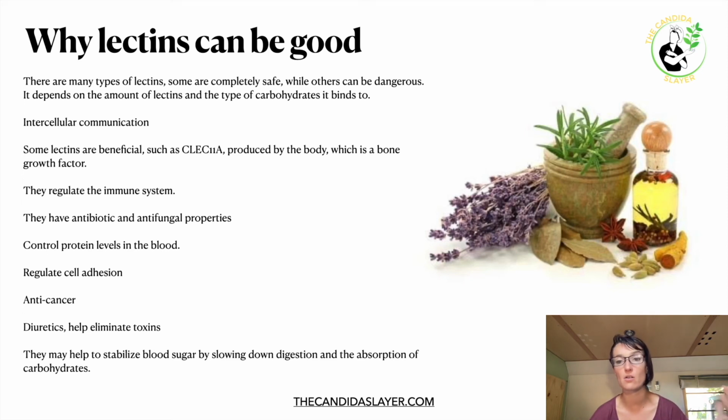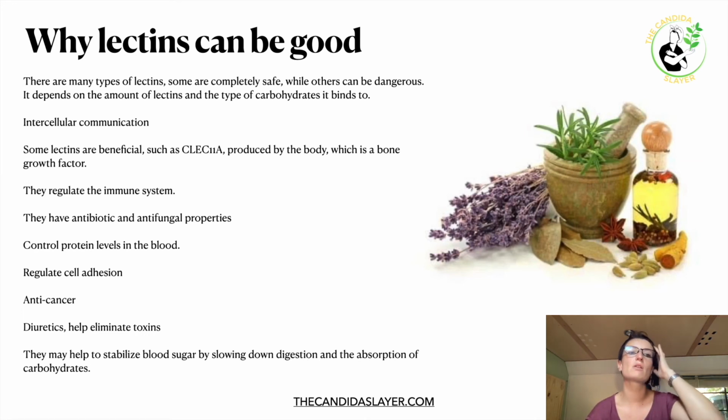Some lectins are good for us, some lectins are less good for us, okay? So there are many types of lectins. Some are completely safe, while others can be very dangerous. It depends on the amount of lectins and the type of carbohydrates it binds to. So lectins help with intercellular communication, as we said. Lectins bind with cells that have sugar, and that is the case of most cells. So it serves in the communication between cells. So that's a good thing. It can be a good thing or it can be a bad thing, as we said.